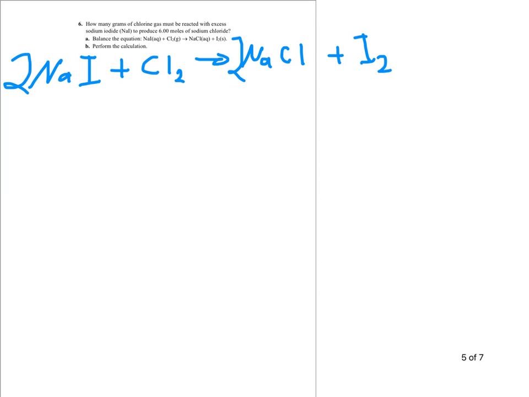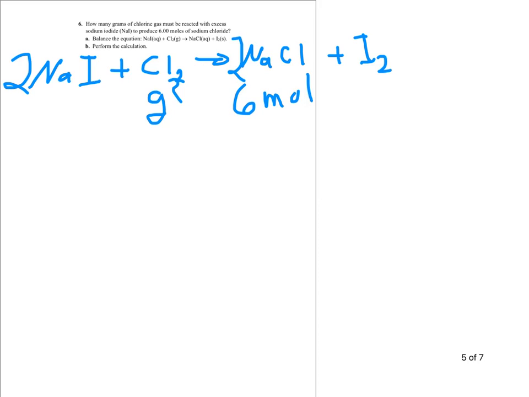And it says to produce 6 moles of sodium chloride, so we're trying to get 6 moles here, and it says how many grams of chlorine gas. So we're looking for grams here. So we got another moles to grams problem.